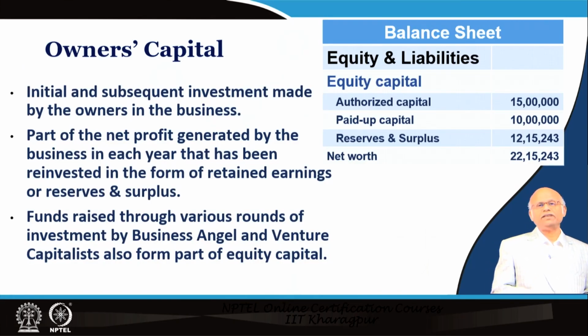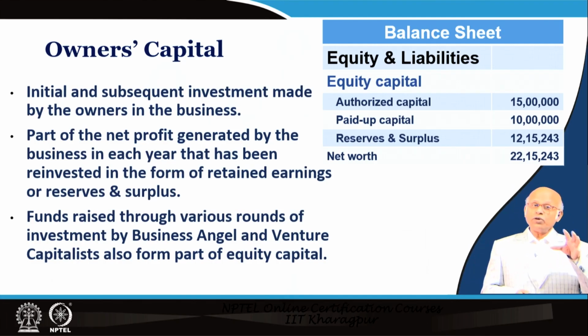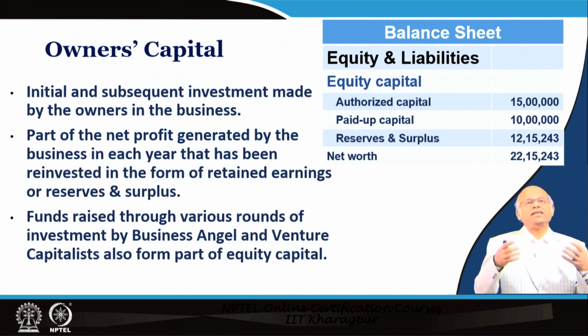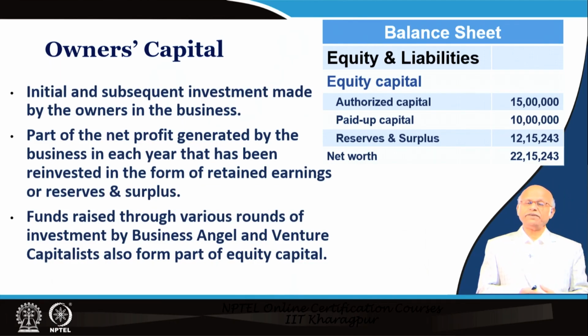Now, we have very little time to discuss, but this is another important item that you should understand: owner's capital. Owner's capital has two items. One is paid up capital, another is reserves and surplus. When you start a company, you go to the Registrar of Companies and request, through an application, permission to start the company with an authorized capital of 15 lakh. So, the ROC will give you a certificate that your authorized capital is 15 lakh, meaning you are authorized to raise capital up to 15 lakh.